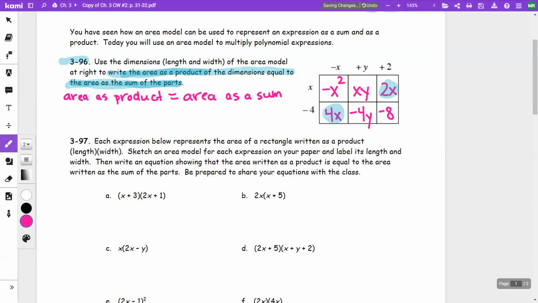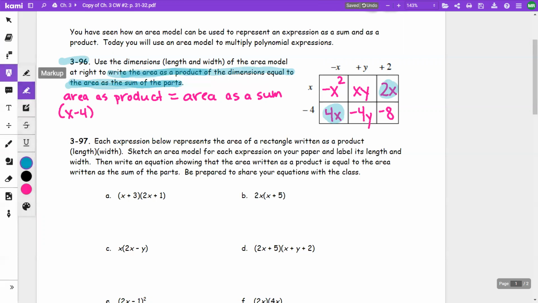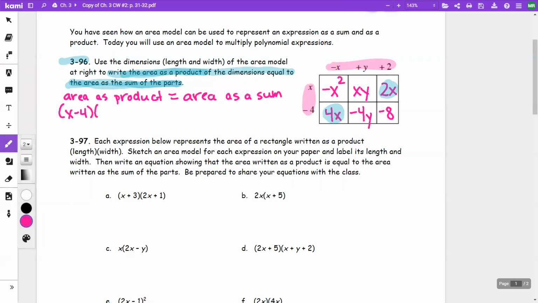So the product is the outside. The outside is x minus 4. Okay, that's from here. Okay, times this, which is a negative x plus y plus 2 equals, and now I'm going to add up all the inside, negative x squared, xy, my 2x and 4x together make a 6x, minus 4y minus 8. And that's your answer.